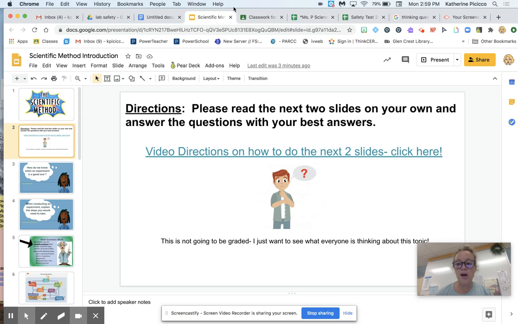Okay, so you've already clicked on the directions. The directions say, please read the next two slides on your own and answer the questions with the best answers. And don't worry, this is not going to be graded. I just want to get an idea of what you're thinking about this topic. So this is brainstorming. I can see the next two slides are both blue backgrounds. These are the ones I'm going to fill in.